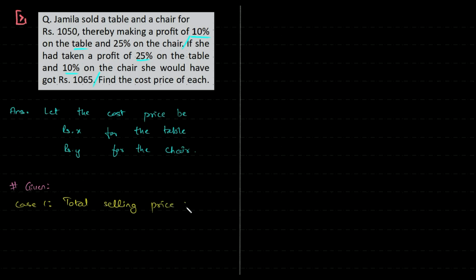The price is rupees 1050. Then the profit percentage on the table is 10%. On the chair it is 25%. Again, I'm just writing what is given. Nothing fancy I'm doing. Just learn how to write all of this.